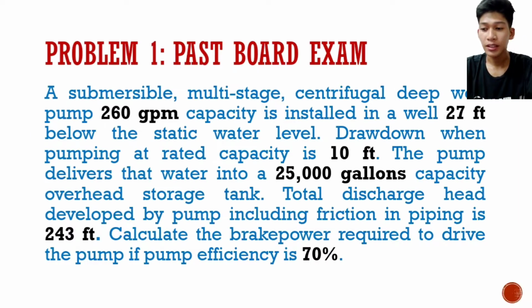Problem 1. A submersible multi-stage centrifugal deep well pump with 260 gallon per minute capacity is installed in a well 27 feet below the static water level. Drawdown when pumping at rated capacity is 10 feet. The pump delivers that water into a 25 gallons capacity overhead storage tank. Total discharge head developed by pumping, including friction and piping, is 243 feet. Calculate the brake power required to drive the pump if pump efficiency is 70%.